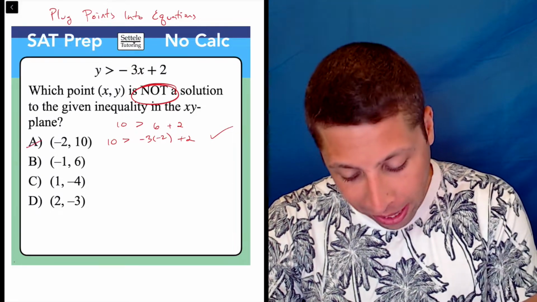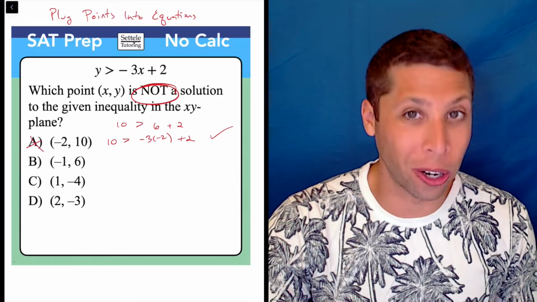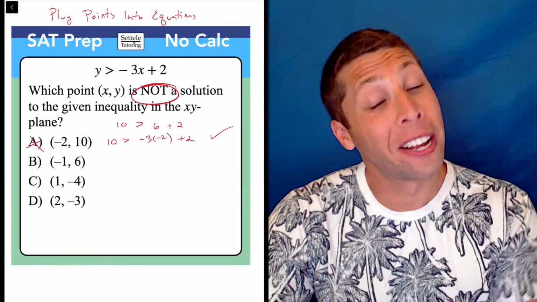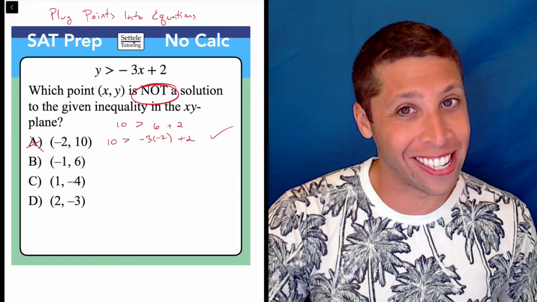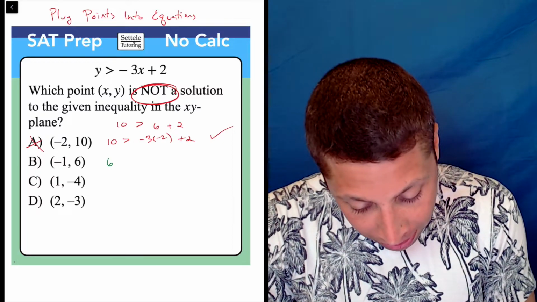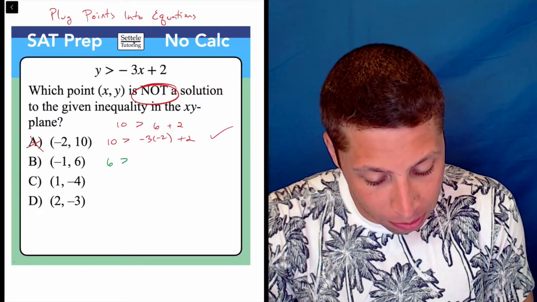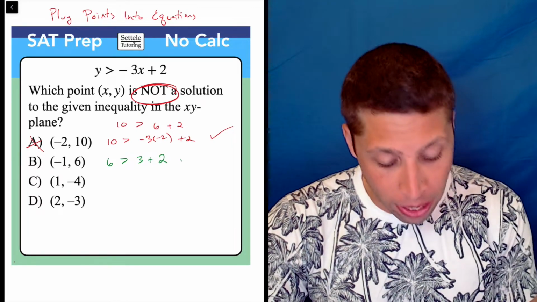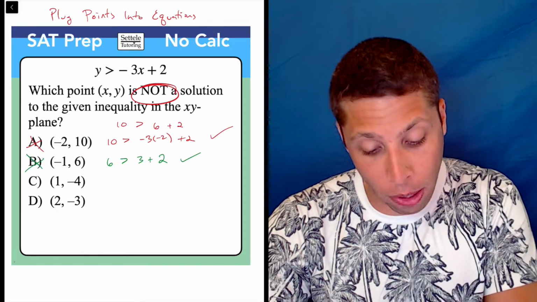So many people just pick that right away because they're like, oh, yeah, it works. And so your brain is used to working being good and being the right answer, but they're really clear. It's all in caps. It's not a solution. So now I'm going to continue to plug in, but I'm going to kind of skip that first step. -1 times -3 would be +3. So 6 is greater than 5. That is also true. Therefore, that cannot be the right answer.